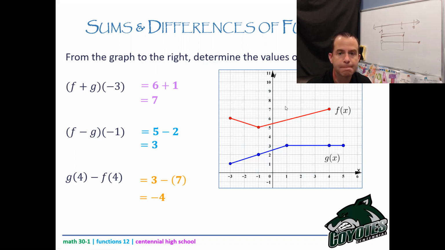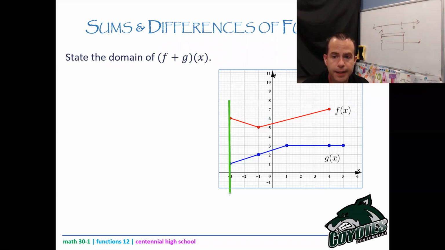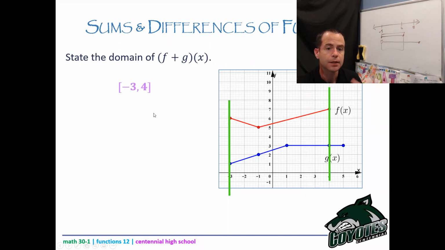Okay. All right, so state the domain of f plus g of x. For this one, take a look at where the domains coexist for both of them. Both of them start at -3, but one goes too far for the common region. The common region has to stop at 4. And so we're going to say here that the domain ends up being from -3 to 4.